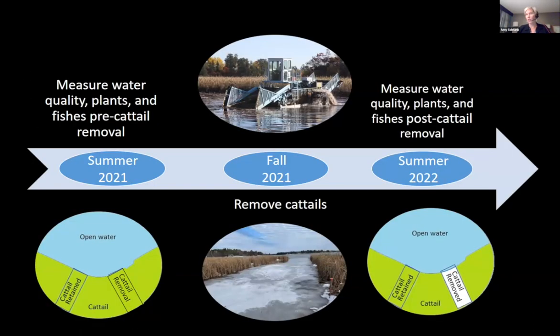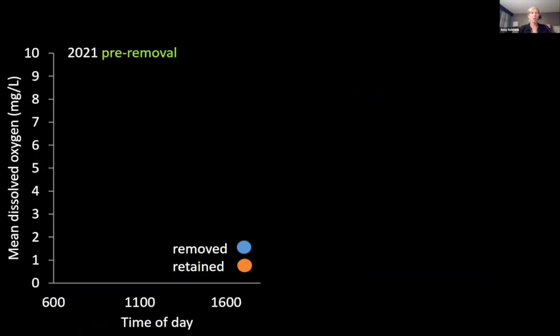And what I want to do then is show you some of our data and sort of summarize the results we found from our work. So you might remember that I mentioned that dissolved oxygen is one of the things we saw that is reduced in the presence of cattails relative to a native nearshore zone. So I have some data to show you here. On the y-axis, we have mean dissolved oxygen, so just how much oxygen is in the water. And on the x-axis, we have time of day, so 6 in the morning to about 4 in the afternoon.